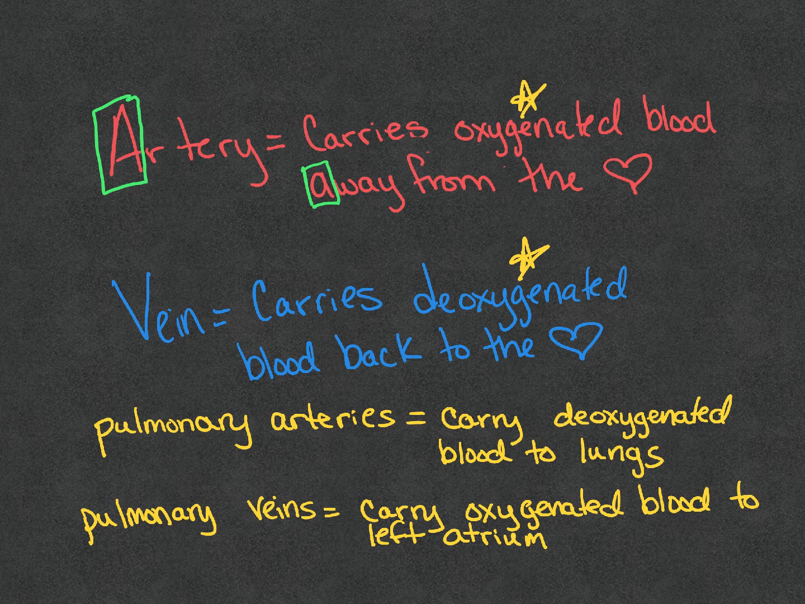And then veins are returning blood back to the heart, and usually that blood is lower in oxygen, or you could say deoxygenated. You could also say high in carbon dioxide. There are a couple of ways you can refer to that blood. So arteries carry blood away, veins carry blood back to the heart.